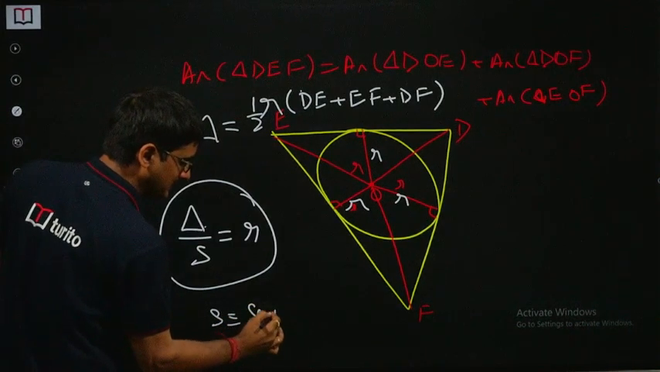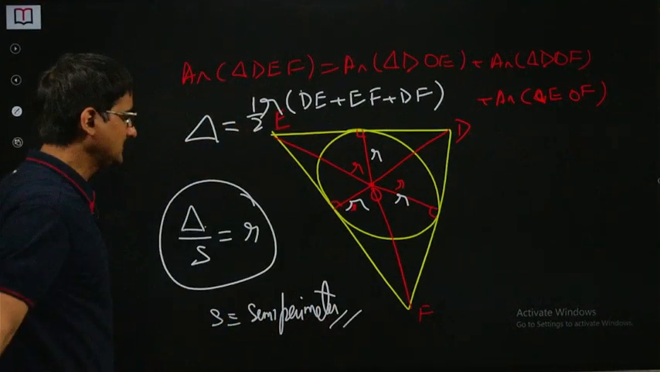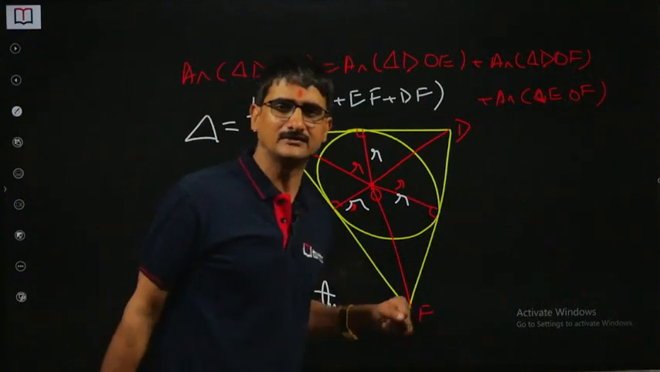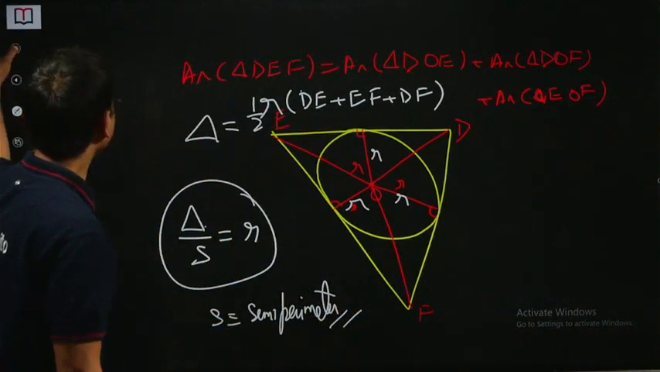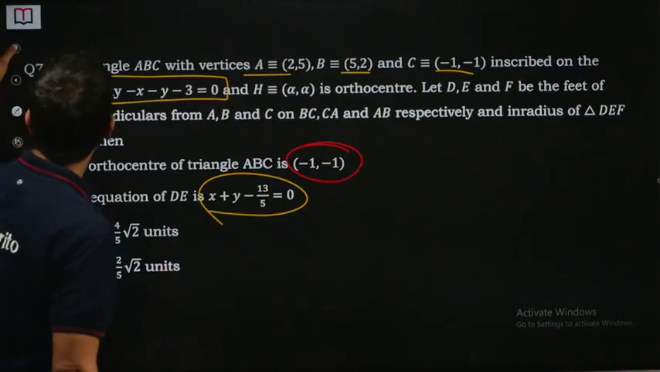So S is the semi perimeter, A plus B plus C by 2. Okay, so then you can get delta, whatever method you want to use, and then find the inradius of this triangle. So that's it. The answer has to be anything in between these two, that you can do.